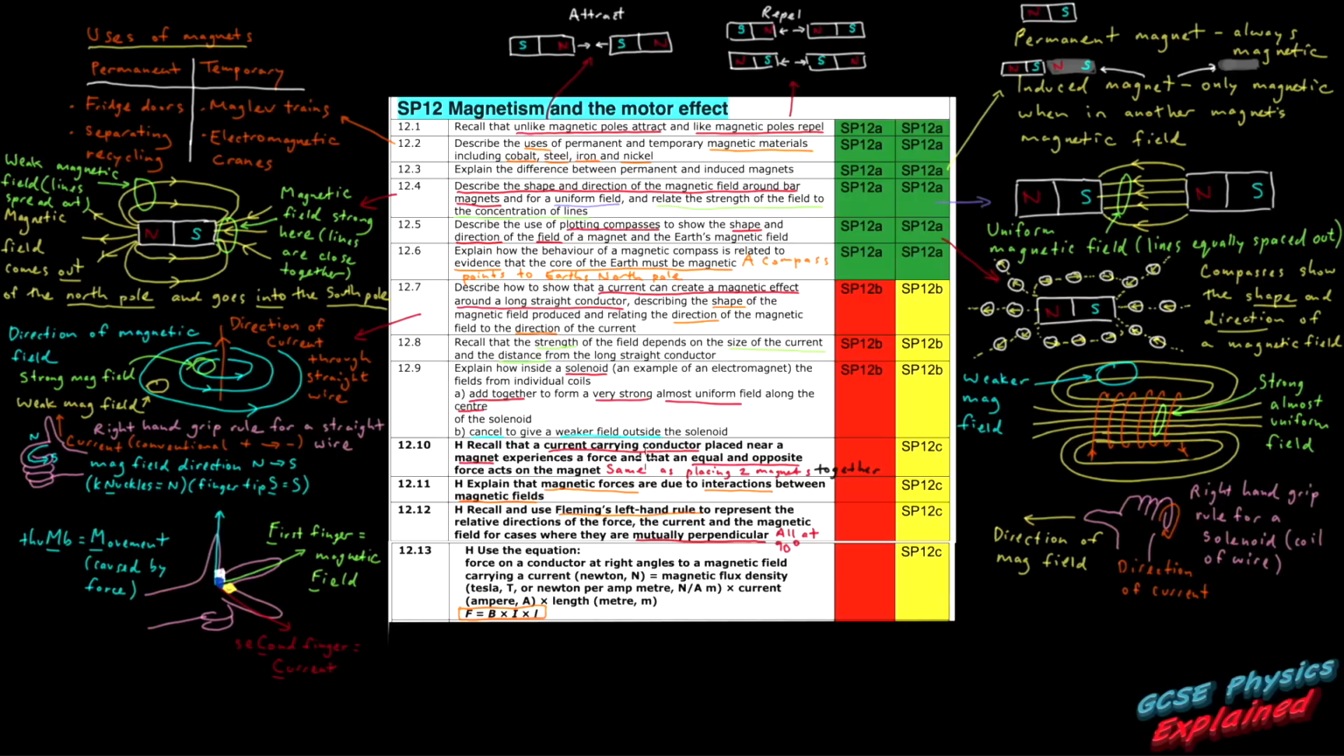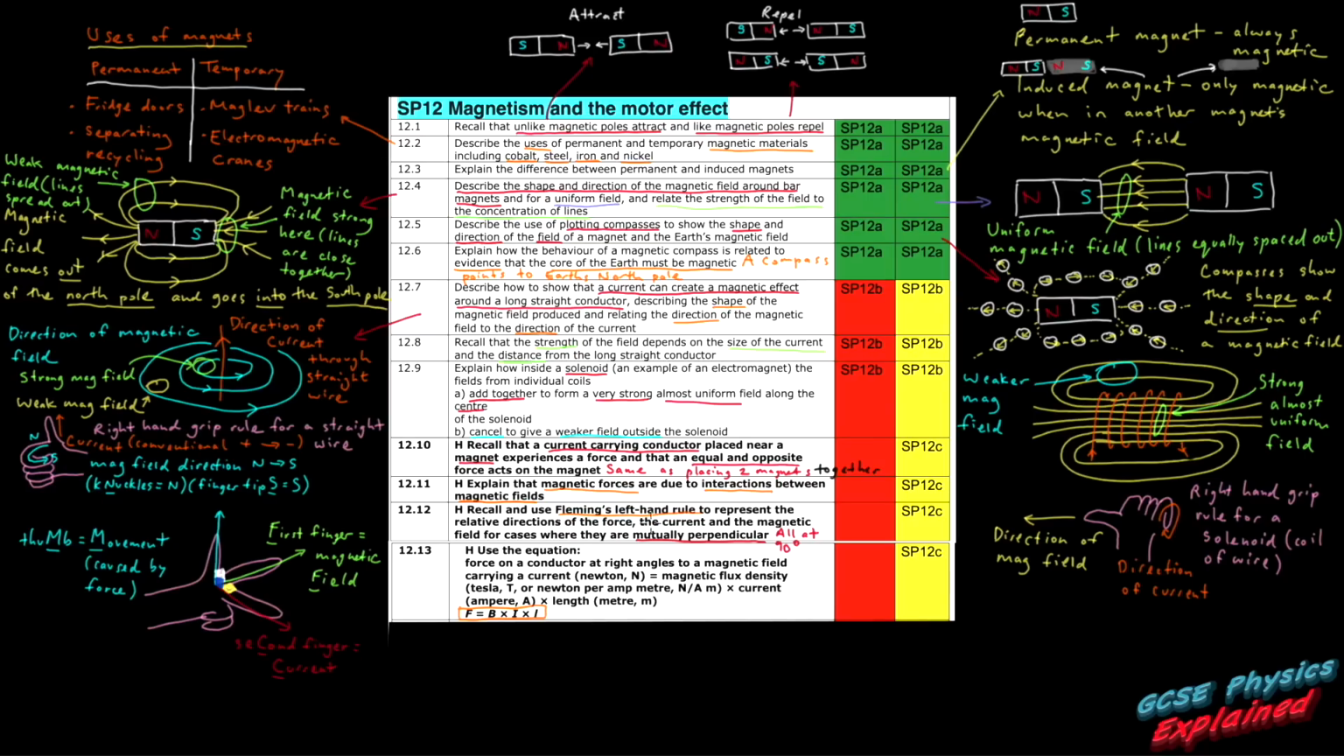Recall that a current carrying conductor placed near a magnet experiences a force, and that an equal and opposite force acts on the magnet. Well, that would be the same as placing 2 magnets together. So if you placed a magnet inside this magnetic field, it's going to repel or attract. Explain that magnetic forces are due to interactions between magnetic fields. Yeah, that's just a statement.